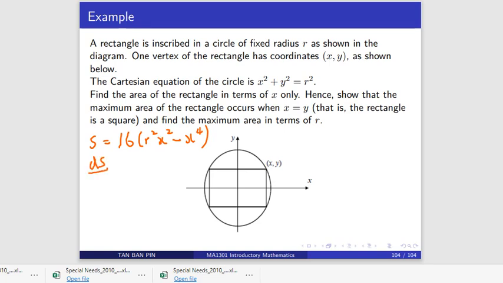So we find dS/dx is 16 bracket 2r squared x. Differentiate x squared, it gives you 2x. r is just a fixed number. r is constant, so just copy down. Then minus 4x cubed.